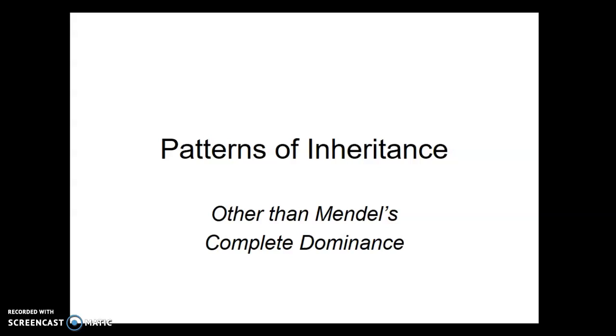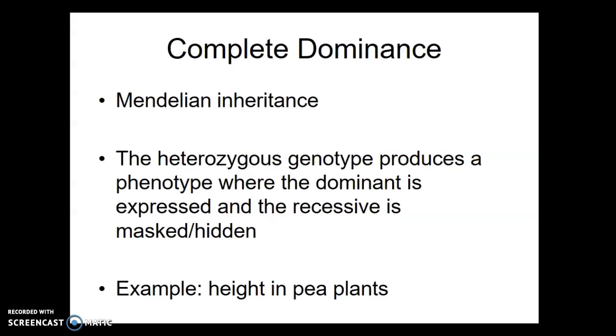Now we're going to look at other types of inheritance. Notice that complete dominance is what Mendel describes. That's often called Mendelian inheritance. Again, that heterozygous genotype produces a phenotype where the dominant masks the recessive and is expressed without mixing with the recessive. So we kind of hide that recessive, so the heightened P plants.